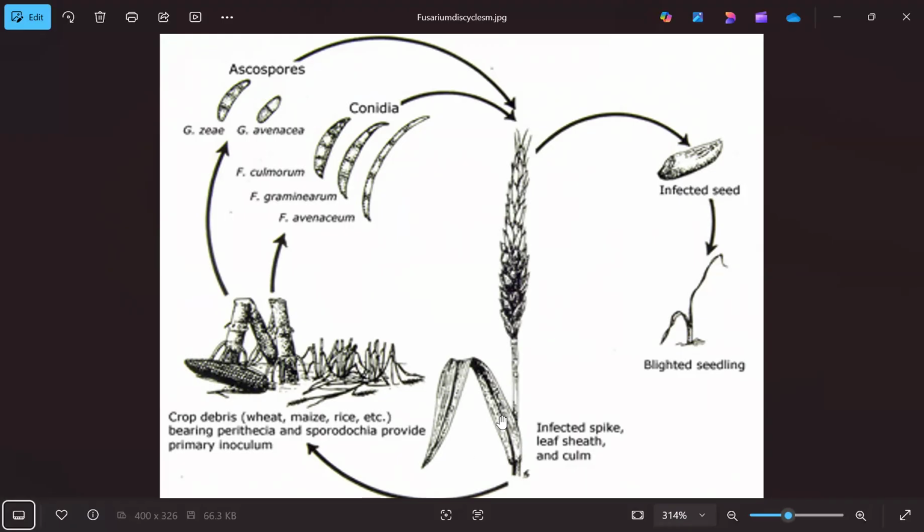Now, when you have something that's infected on the spike, the leaf sheath, there's this crop debris that allows spores to develop. And these are the shape of those as the spores release. The spores are circular, actually. And then what happens is they pop, and these conidia start to pop out and then start to infect the stalks and the ear of the crop. Okay, so that's important to keep in mind here.